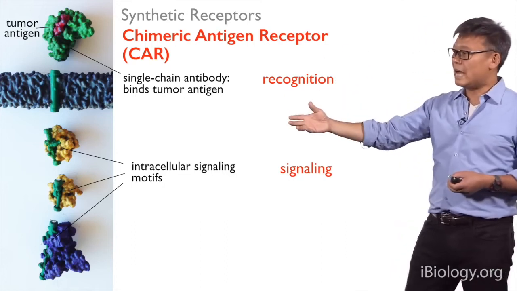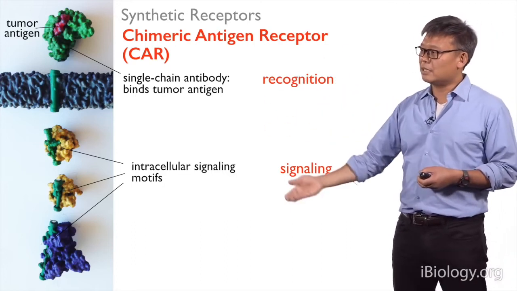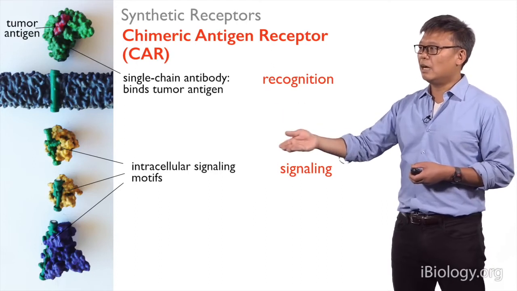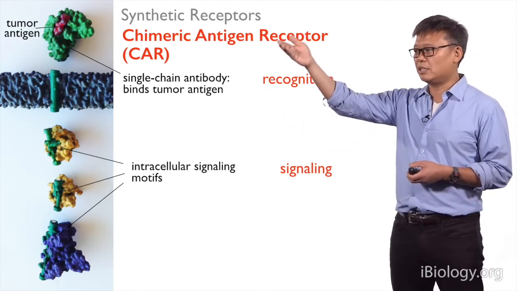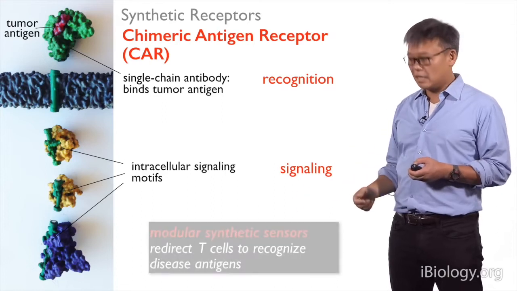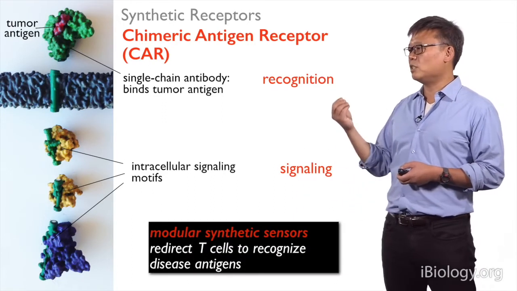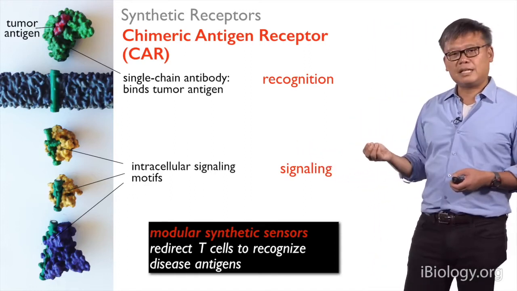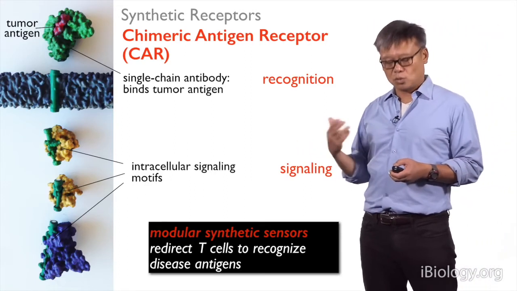And now, 20 years later, this process is refined somewhat, and there are really quite powerful versions of the chimeric antigen receptors that can recognize tumor antigens and stimulate T cell activation. So we have these modular synthetic sensors that can recognize disease antigens and redirect T cell activity towards these cells.